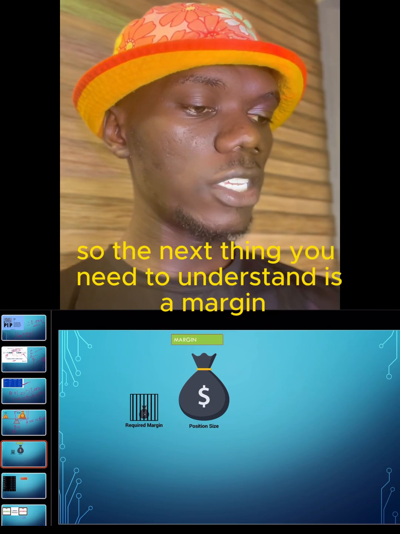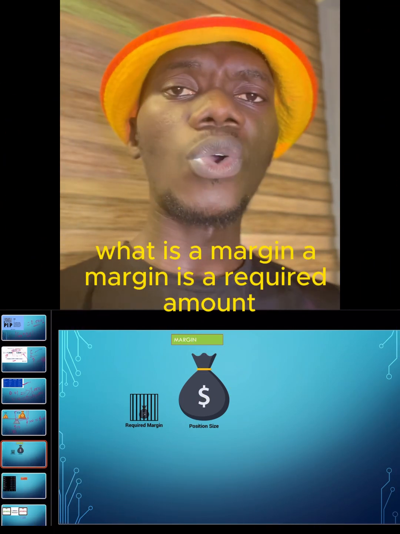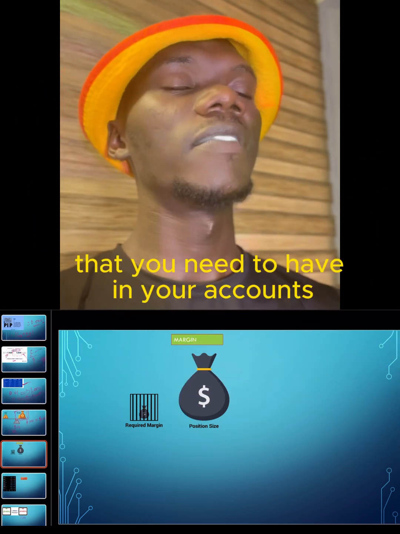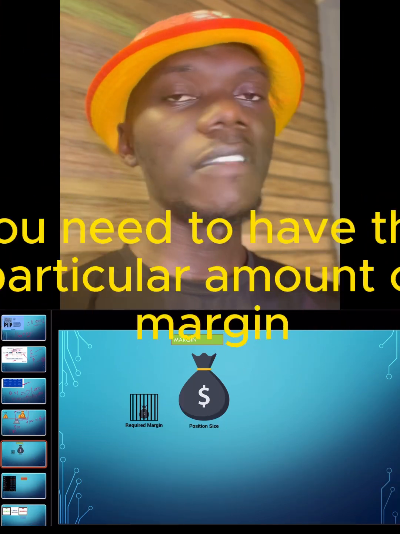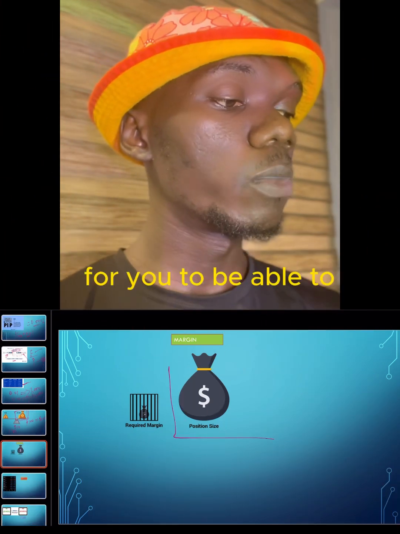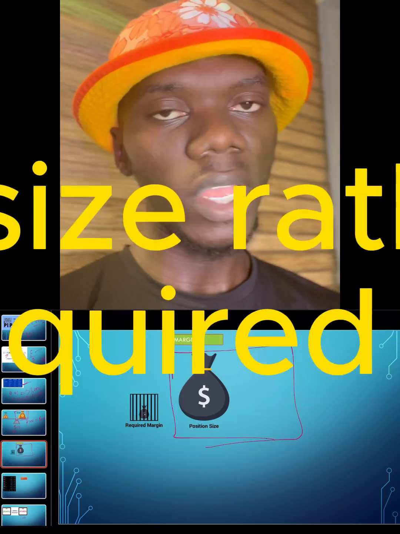So the next thing you need to understand is margin. What is a margin? A margin is a required amount that you need to have in your trading account. You need to have this particular amount of margin for you to be able to open a position of a larger size, or any size rather.